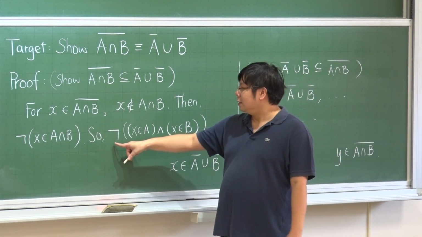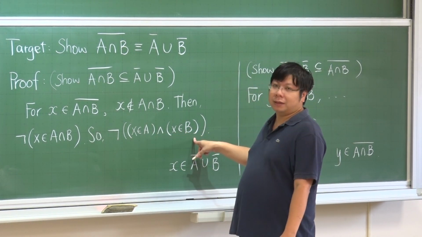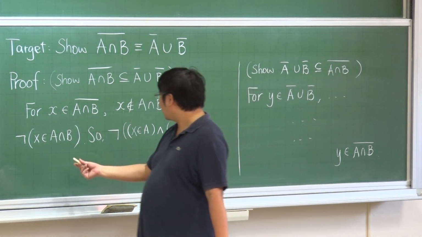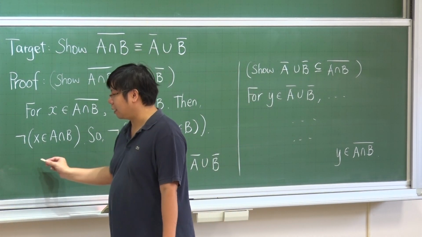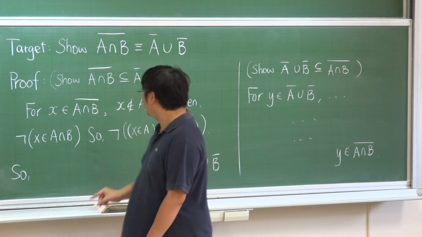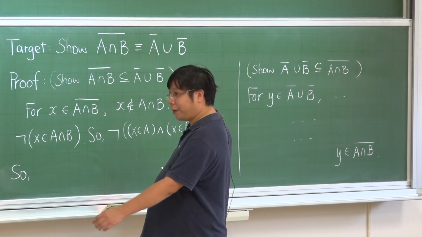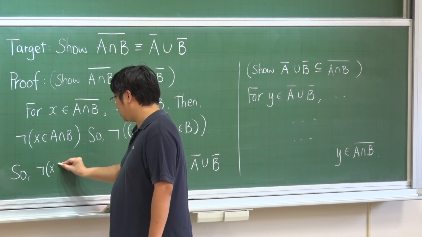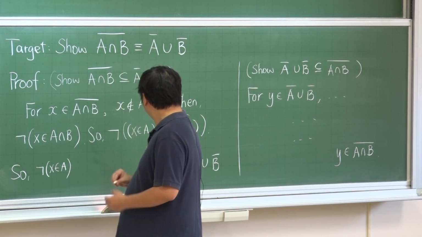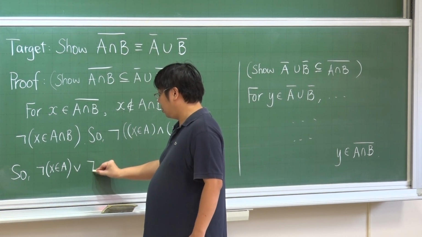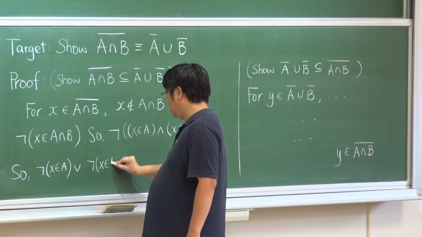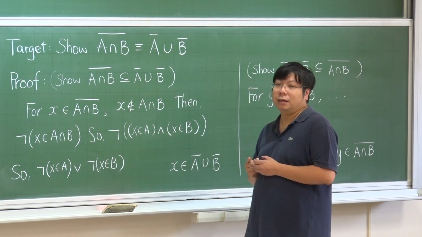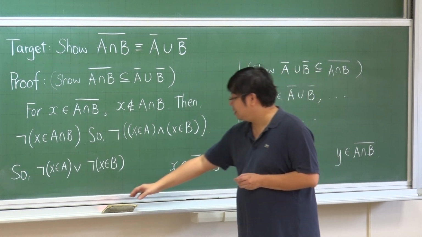Okay, so just one last step. The last step is not this one and this one. We can use De Morgan's law. This time we use De Morgan's law. If we have this one, we will have another one: not X in A or not X in B will be true. Okay?